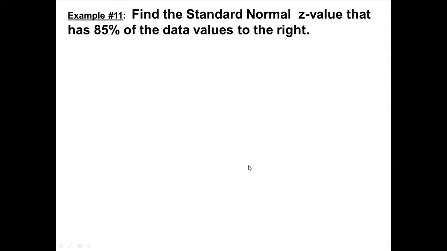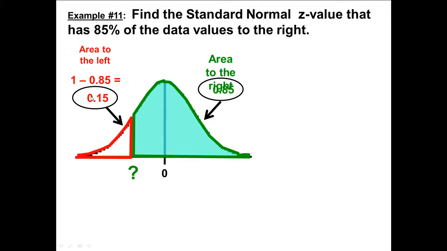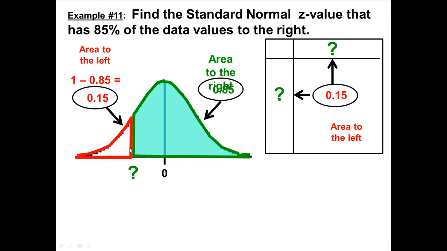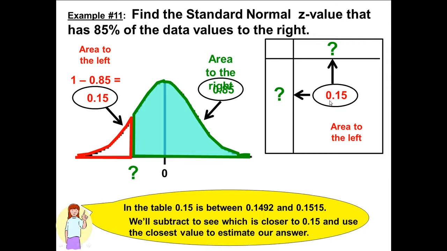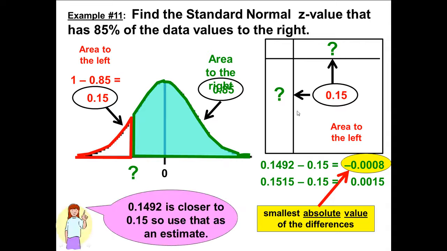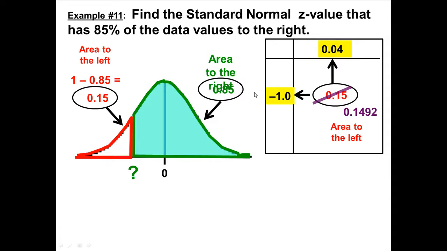Okay, so now our next step is to find this is our target area, but we can't find that with our tables. So we have to find the area on the left side. So we take and subtract it from 1. 1 minus 0.85 gives you 0.15. We go to the tables and find the closest thing to 0.15. Okay, so the closest thing is going to be 0.1492. And we find the z-score that goes with that, 0.1492. Okay, and that becomes negative 1.04.